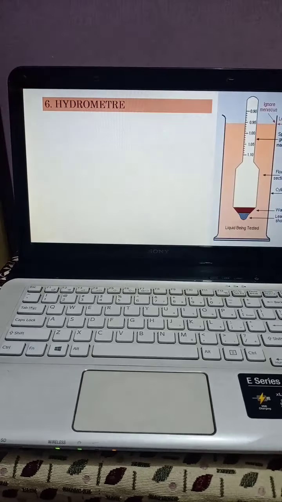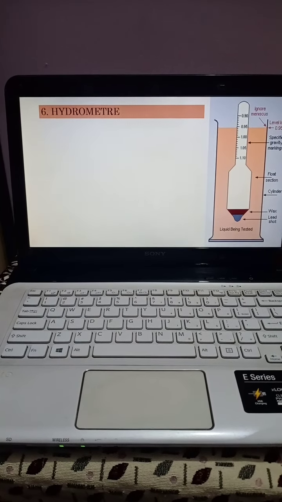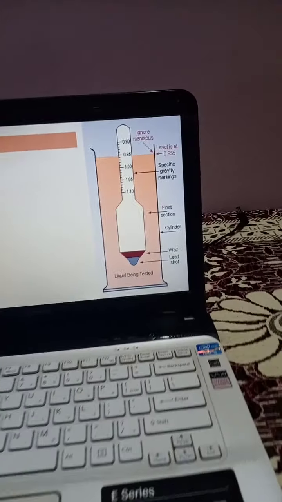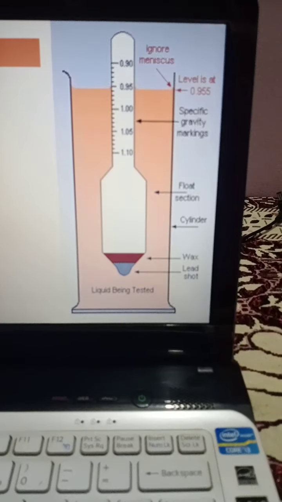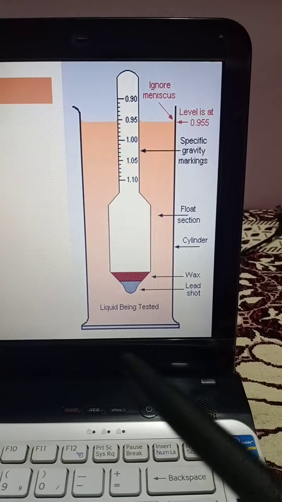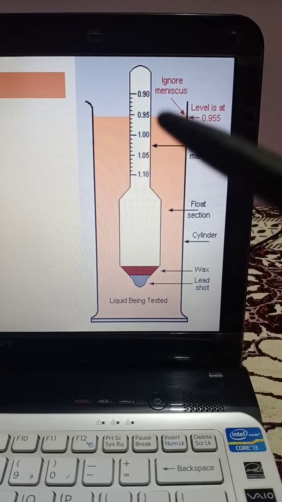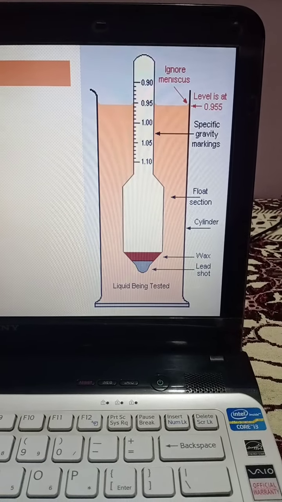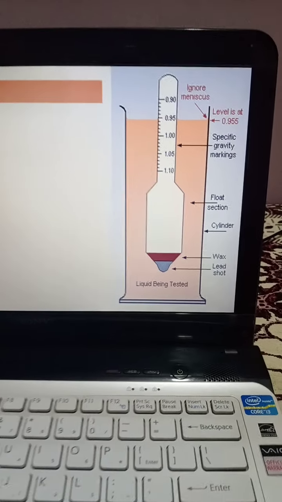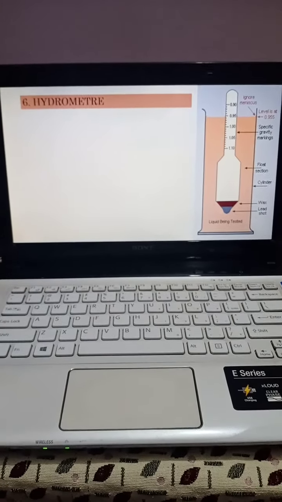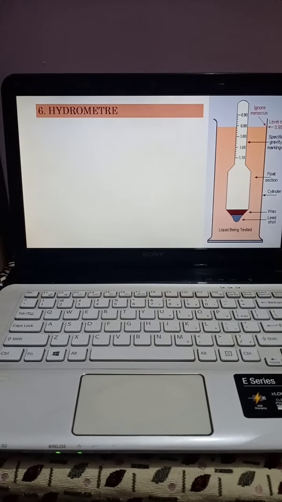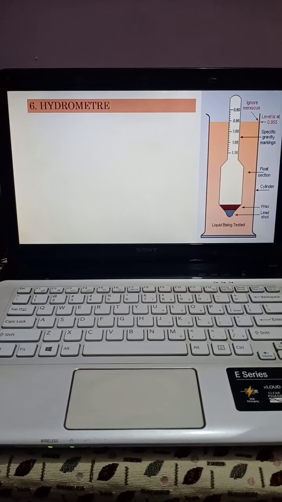Then the next topic we have here is about hydrometer. Hydrometer is based on application of relative density. So this is the diagram of hydrometer, you can see. So this is hydrometer, which is poured inside this liquid and whose relative density we are going to find out. So further we are going to see on what principle it is working, and then its construction and its overall working.